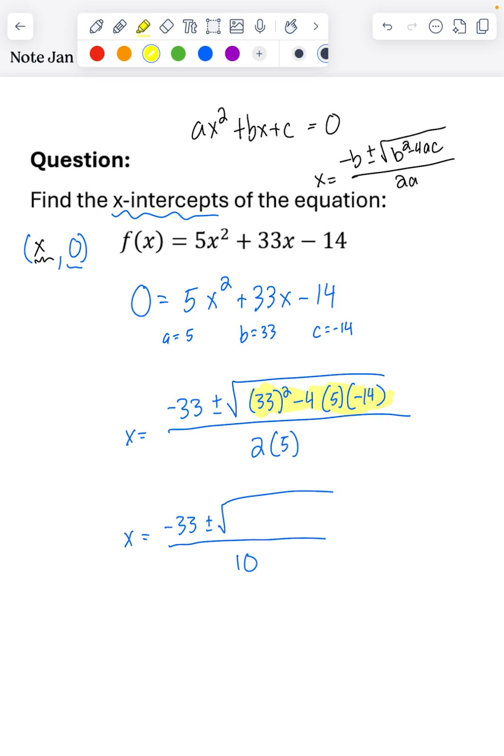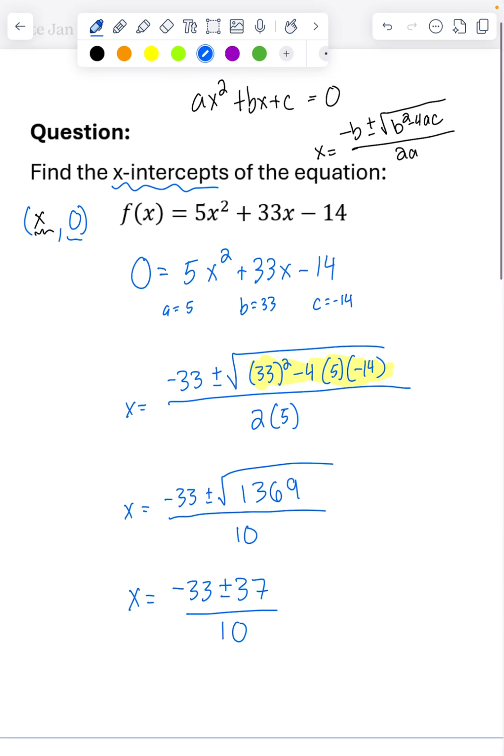And I got 1,369. So what I'm going to do first, before I try breaking it down, is check if it's a perfect square. So I'm going to do the square root of that number, 1,369, on my calculator, and I'll see what it gives me. Oh, it gave me 37. How nice. So in this case, I don't even need to worry about breaking down because I know it's going to give me a whole number. I typed it in my calculator and it gave me a whole number. So we're going to have negative 33 plus or minus 37 over 10.